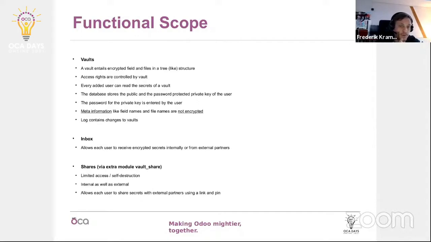The password for the private key is entered by the user himself in the browser. And the meta information on the fields, like field names and file names, are not encrypted. That's primarily because we would like to be able to search and index the entries in order to make them searchable and filterable inside Odoo. And we also wanted to have a log that contained the changes to specific vaults. Then the vault is the container in our functional requirements.